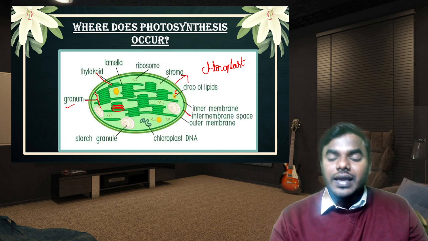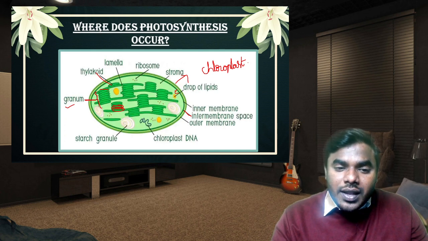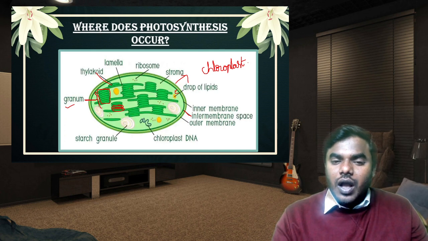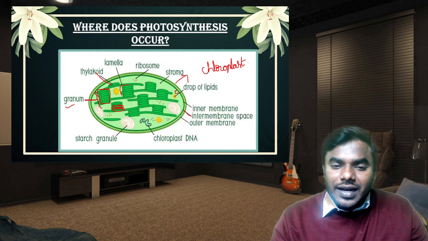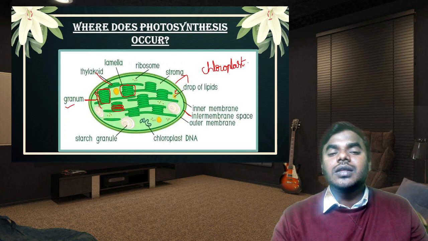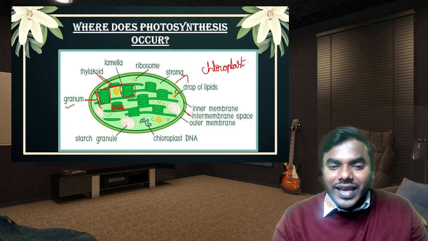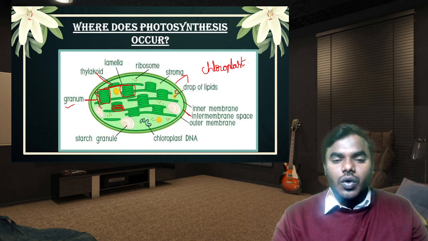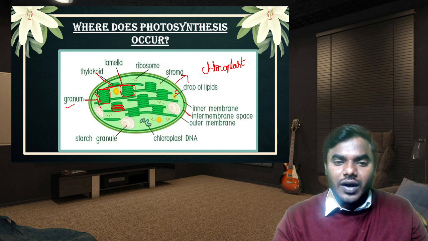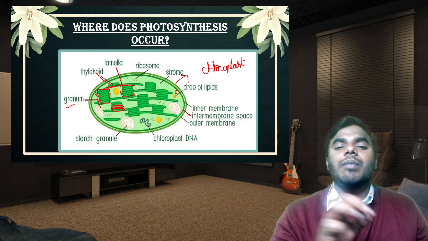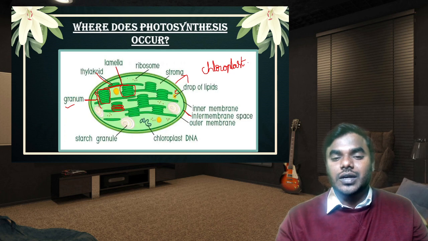So friends, here comes a unique point. One group of thylakoids is always connected to another group of thylakoids by a thin thread-like structure. Friends, what do we call this particular thin thread-like structure? We call it, friends, lamella. Do not forget that particular point.